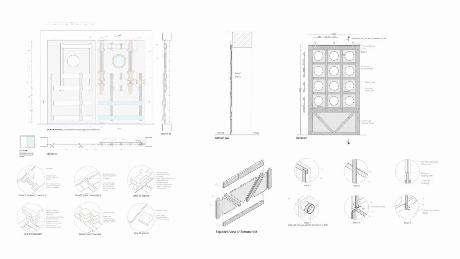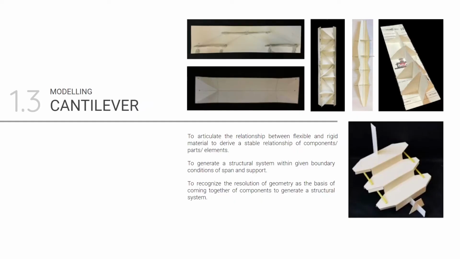The next exercise was modeling cantilevers. Students had to choose the type of staircase they shall design from the three situations: cantilevered, suspended, or supported by a stringer. After figuring out their respective support condition, each student had to stabilize a paper strip of less than 1 mm thickness, proportionate to the size of the thread. The stabilization was to be done using paper strip, pins, and thread, hence allowing students to articulate the relationship between flexible and rigid materials to derive a stable relationship of components, parts, and elements.